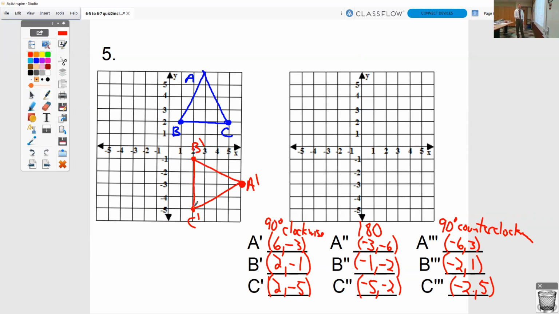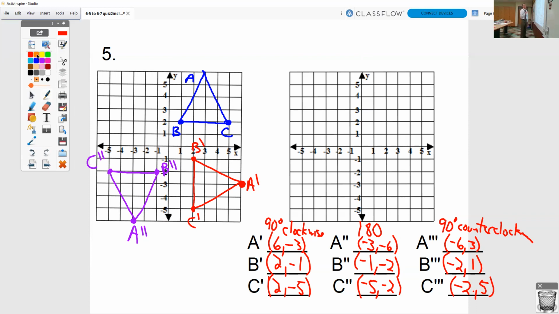Notice the single primes. For the double primes, over to -3, down to -6. This is A double prime. B double prime is over to -1, down to -2. And C double prime is over to -5, down to -2. And there's our double prime triangle.